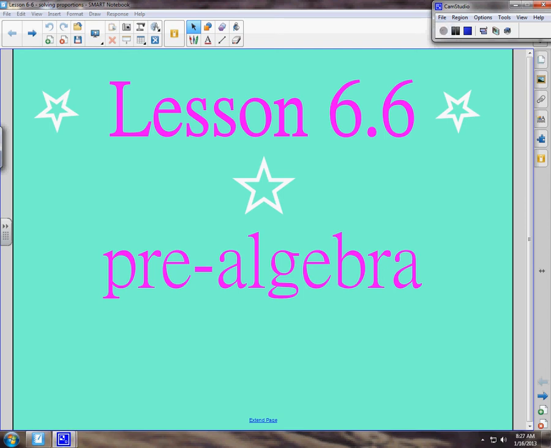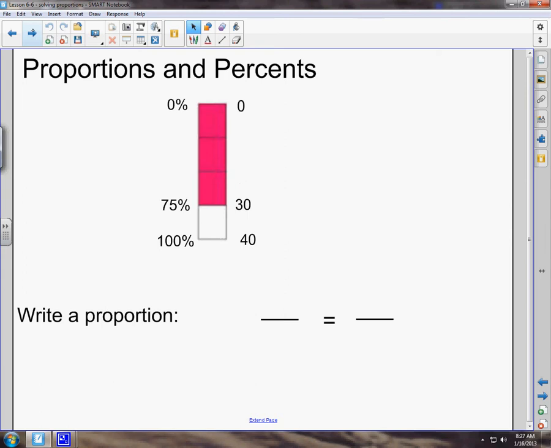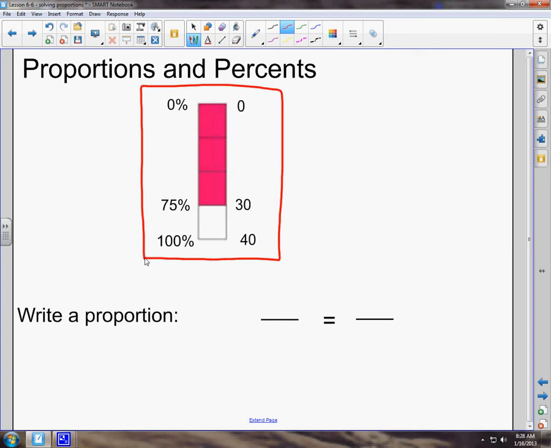Lesson 6.6 for pre-algebra. If you want to title your paper, write proportions and percents. In this section, they are teaching you how to look at a proportion in this symbol. It looks like a thermometer with half of it filled in with red. Your first step when you see this type of problem, called a part-to-whole ratio, is to write it as a proportion, and then you can solve it pretty simply.